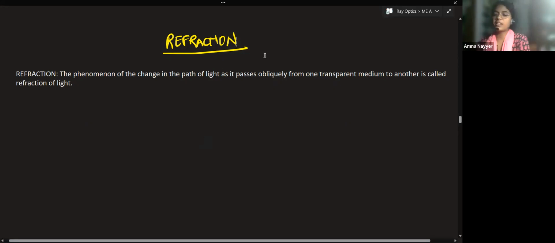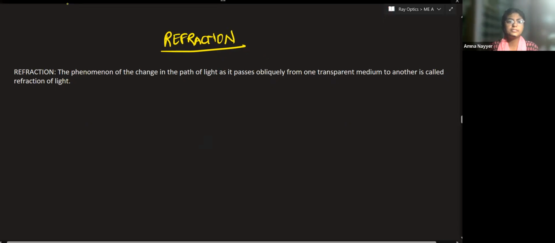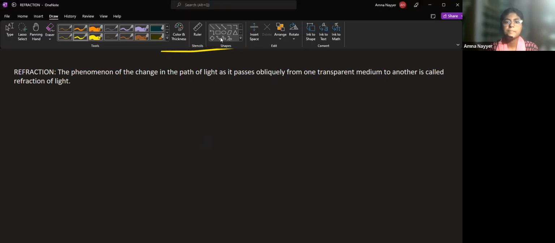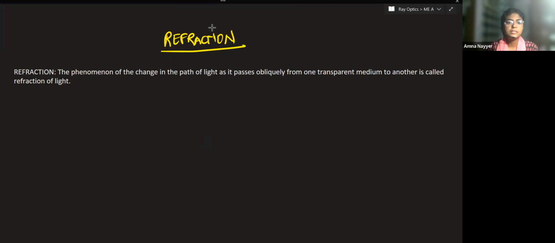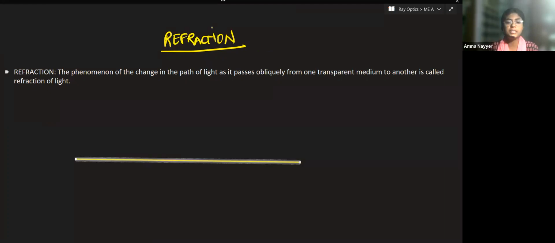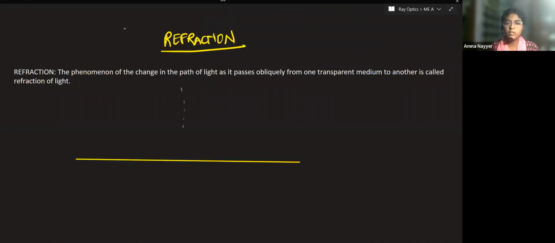So in refraction, what happens? Let's say this is the interface. A normal will always be there, perpendicular to it, a straight line. I'm not able to draw it straight. Whenever you make it, please try to make it with the help of a scale.